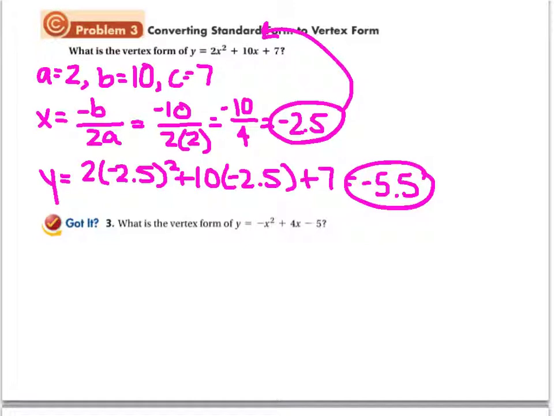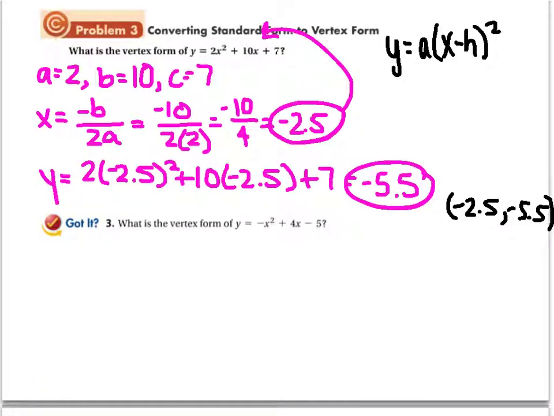Okay, now that we have our vertex is negative 2.5, negative 5.5, we can go back to vertex form. Remember vertex form from last week. Y equals A times x minus h, quantity squared, plus k. Where do h and k come from? Zach? Vertex. Exactly. Do we know our a value? Yeah, we do. Because we identified the a from the very beginning.